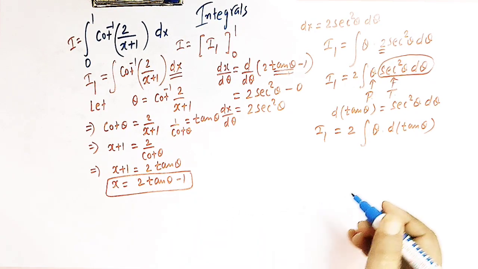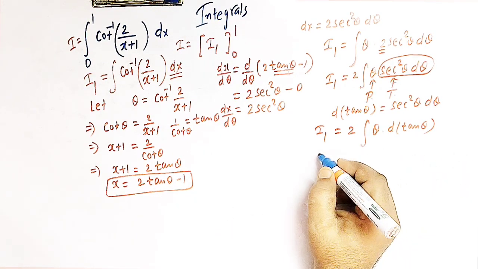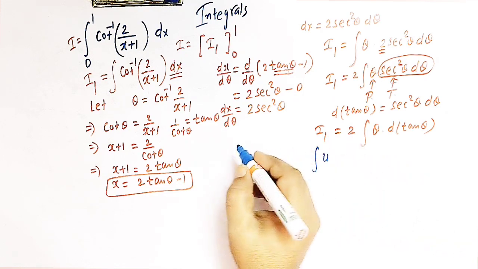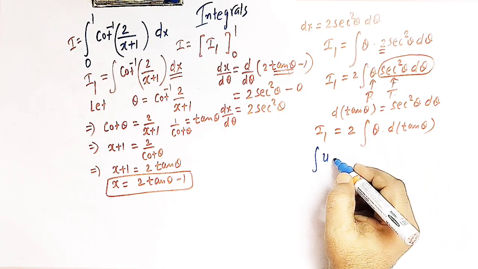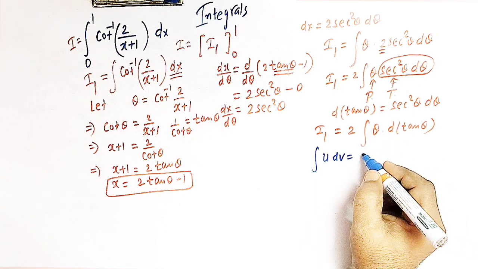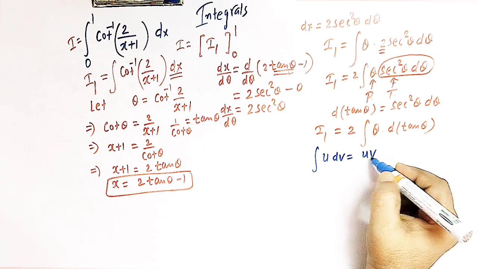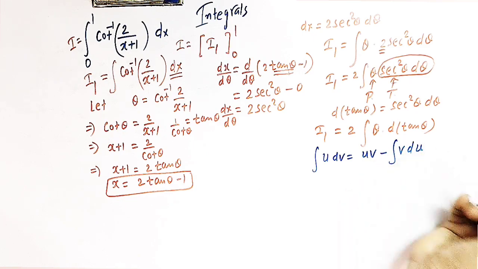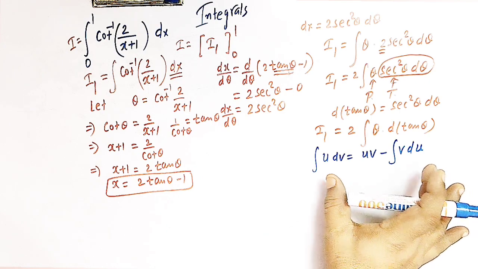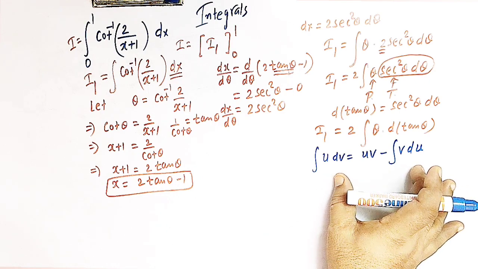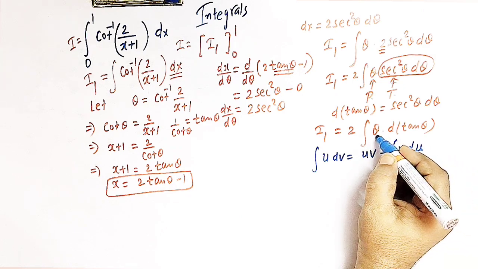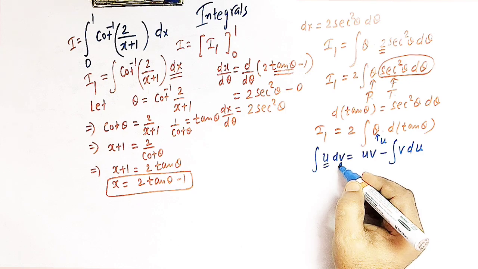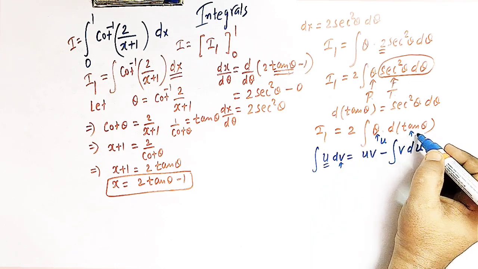So the integration by parts formula says that if we have two functions u and v, which are functions of say theta, then the integral of u dv is given by uv, that is the product of u and v, minus the integral of v du. So this is the formula for integration by parts.